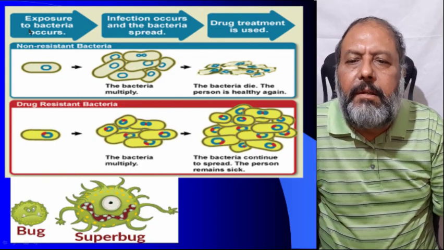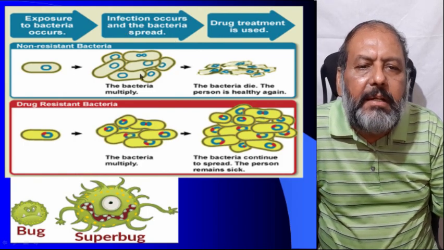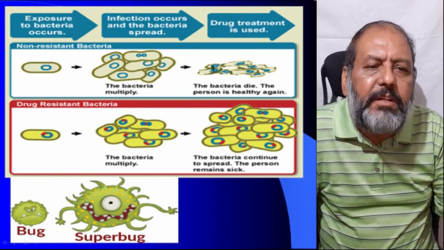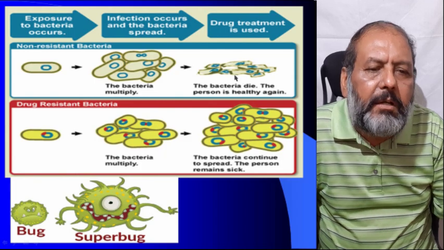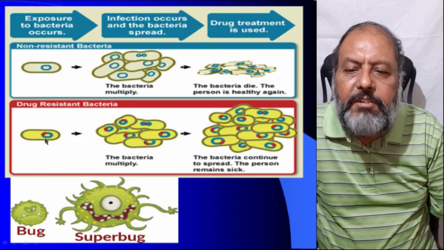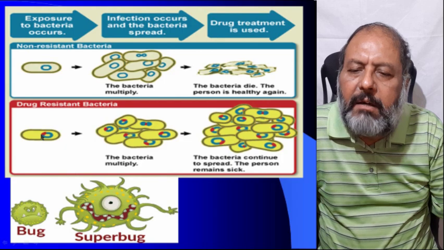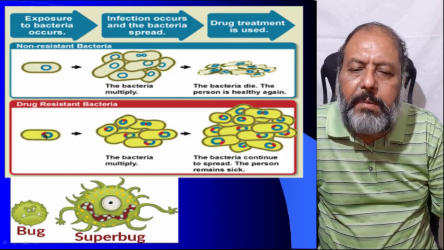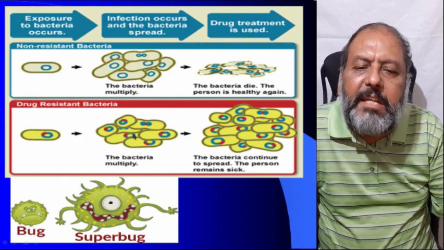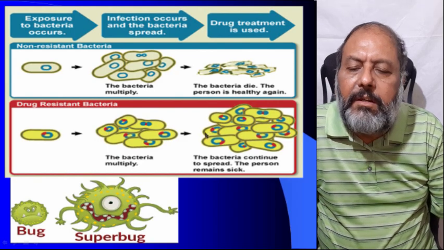Here one can see the exposure to bacteria occurs and infection occurs and the bacteria spread, and ultimately when the drug is fired during treatment, that bacteria do die. They are not capable of replicating. But for the survival, drug resistant bacteria do take some gene from the other bacteria. As one can see, the red color of the plasmid, it is having some resistant genes, and these bacteria multiply and become larger in number with those mutant genes.